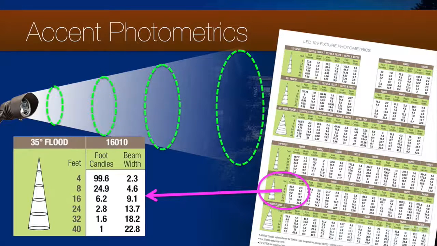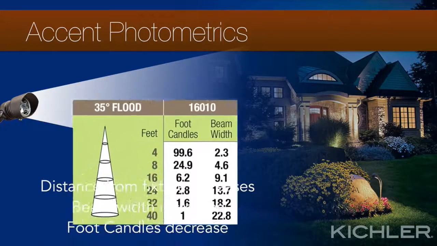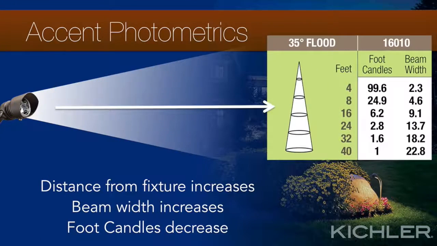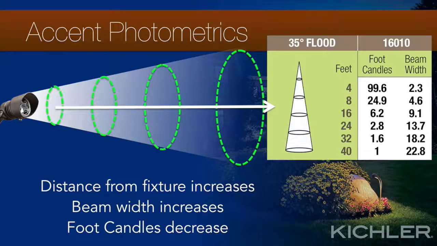Once you've identified the fixture you are looking for, you will note 2 measurements that change as distance from the fixture increases: foot candles and beam width. With accent lights, as the distance from the fixture increases, the area that the beam lights increases, causing the lumens to be spread out over a larger and larger area. As a result, the foot candle measurement within that area steadily decreases.